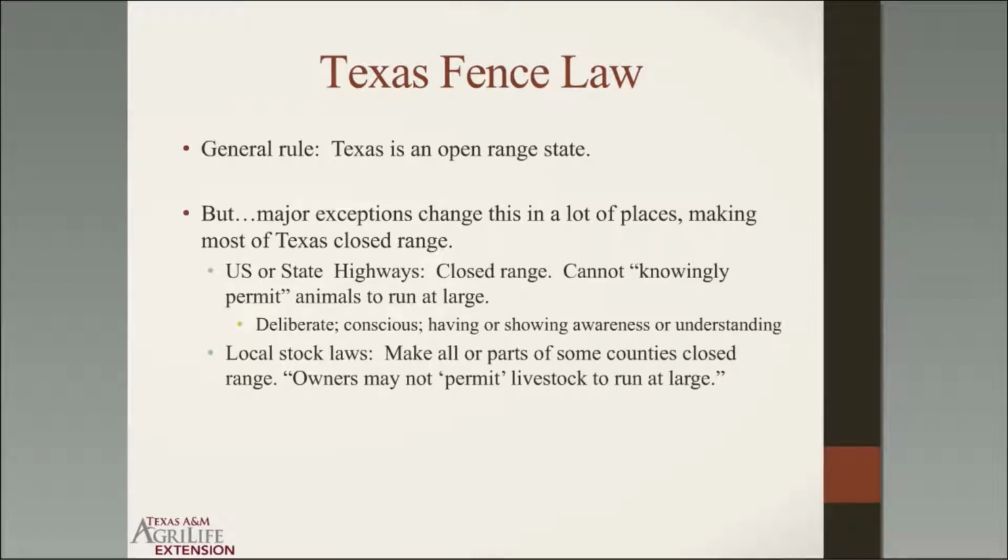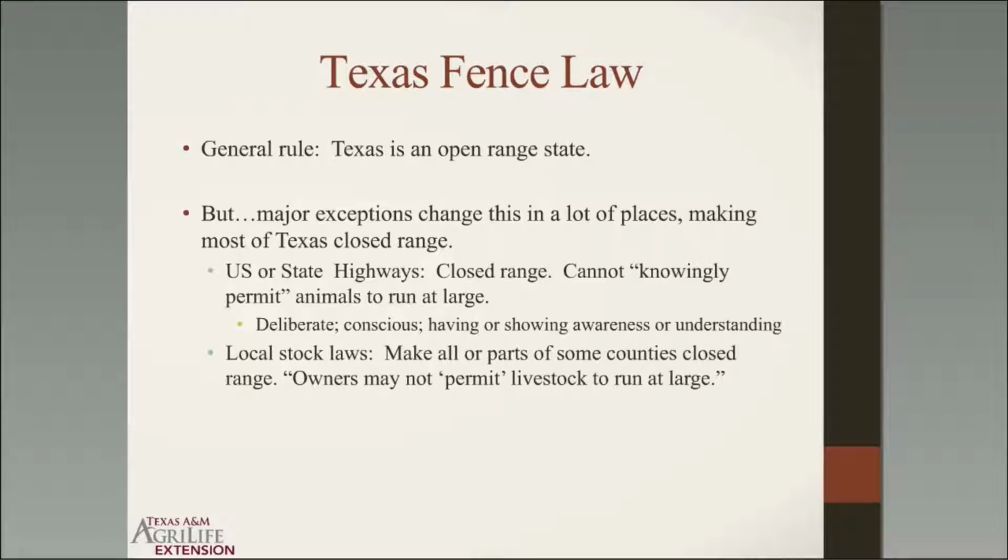The other type of law that can change parts of the state from open to closed range is local stock laws. State statute allows a county to hold a local election and vote on whether all or some part of the county should change from open range to closed range. If that election passes, the local stock laws will say that owners may not permit livestock to run at large. So it's still closed range, but that standard is a tick different than the state and U.S. highway standard. The highway standard says knowingly permit, whereas the local stock law standard just says permit.